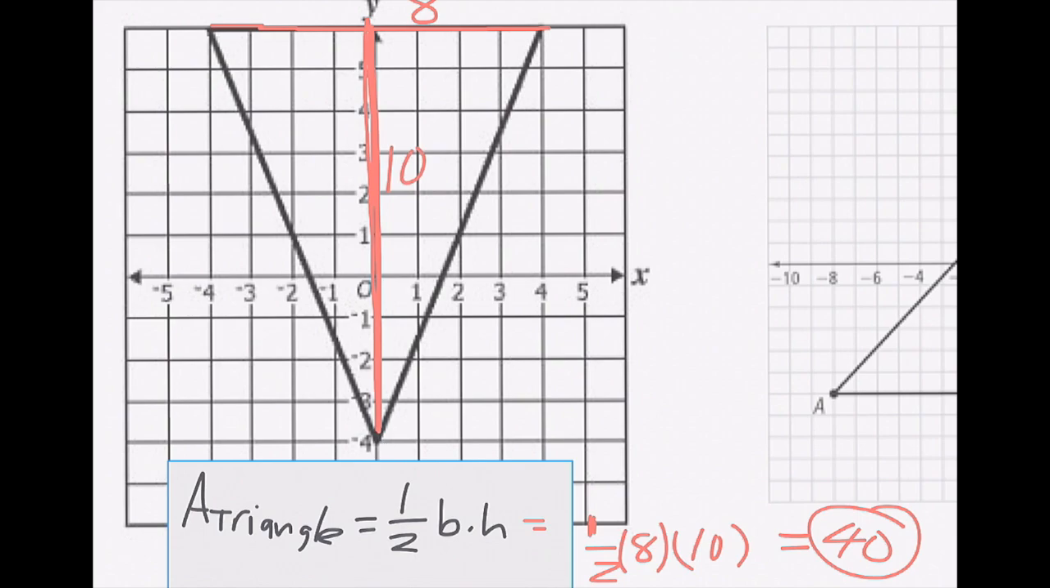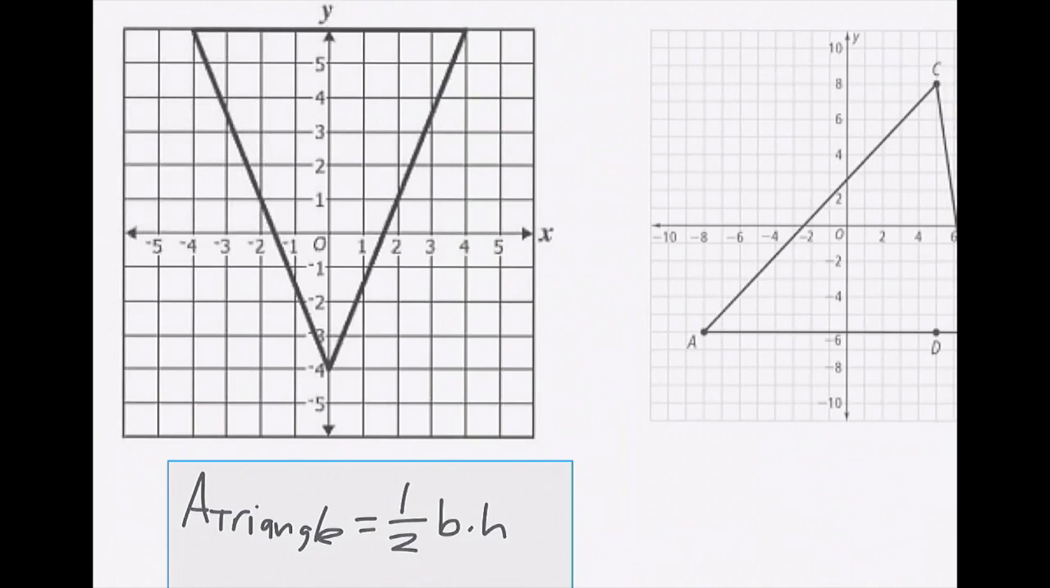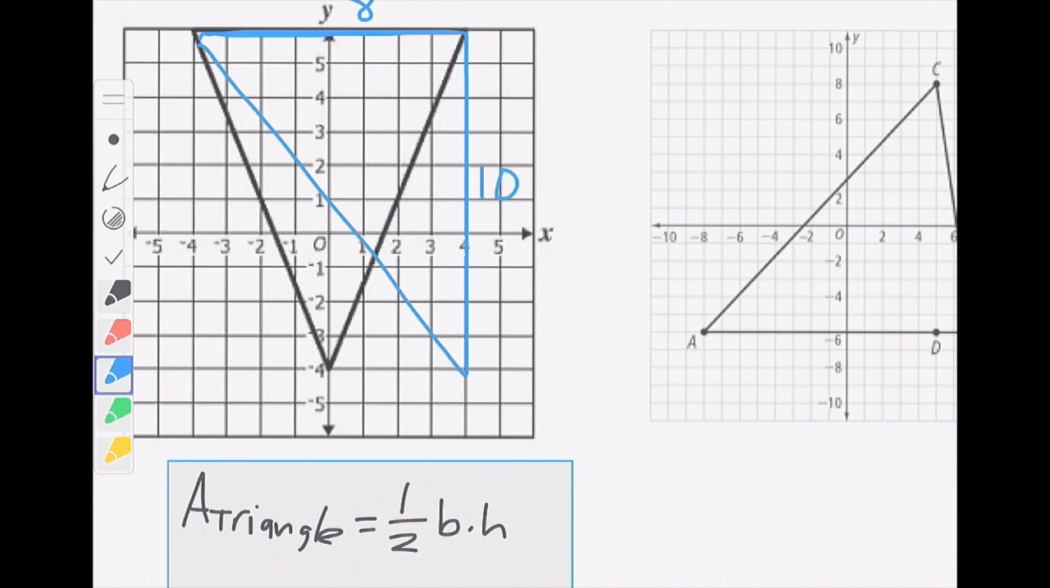I'm going to squeeze one more little bit out of this question by just erasing it and reminding you that when it comes to the triangle, as long as the base is 8 and the height is 10, the triangle will have exactly the same area. So I could draw in this blue triangle here. This also has a base of 8 and a height of 10. So this will also have the same area, except it's a different type of triangle.